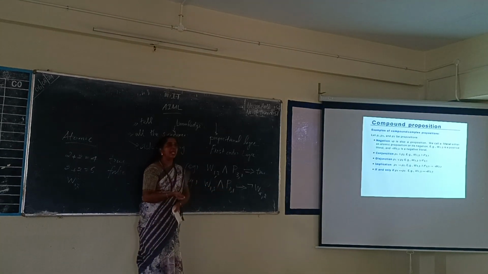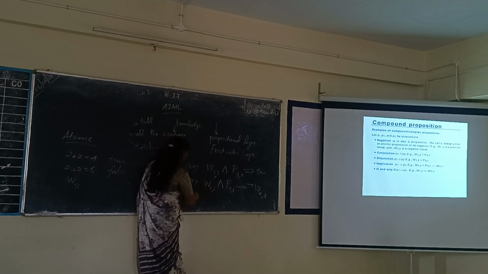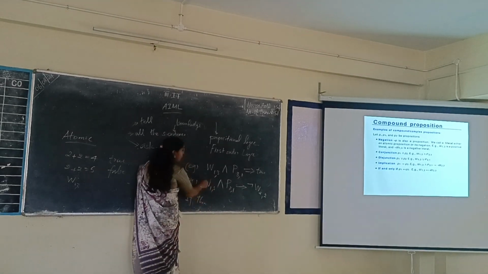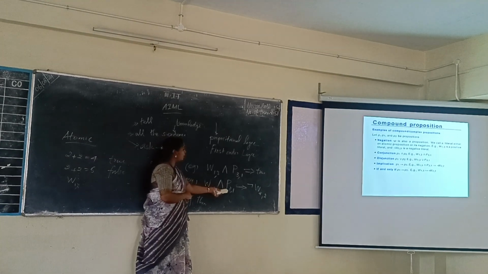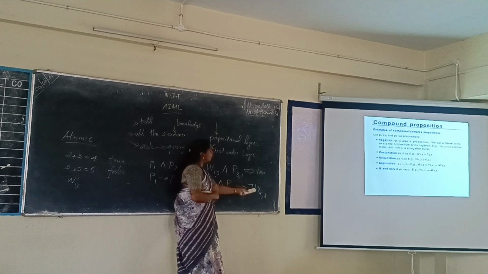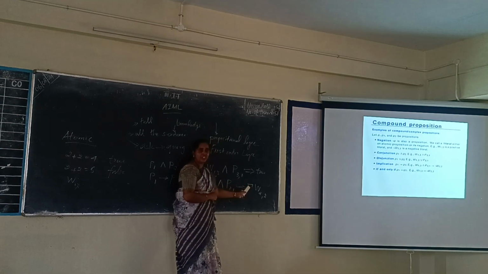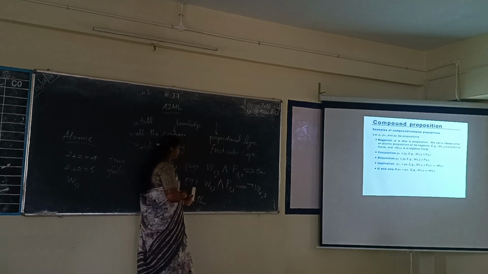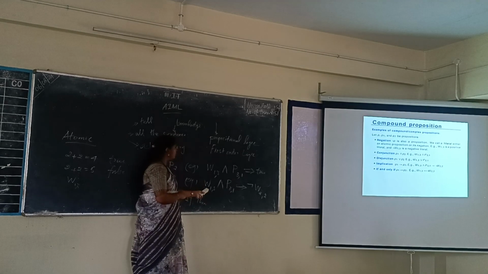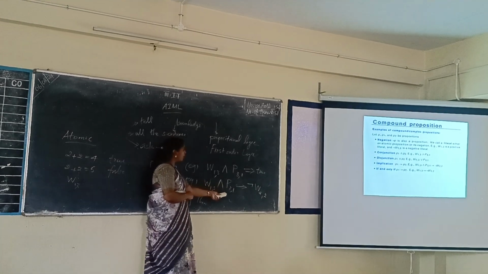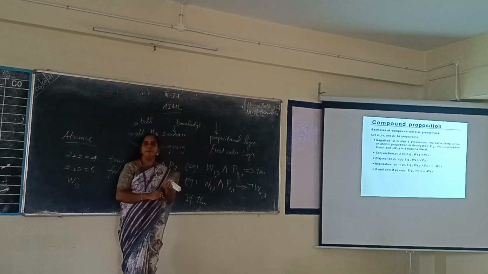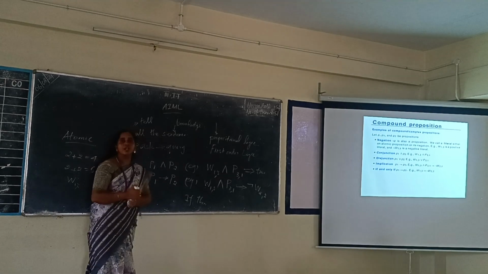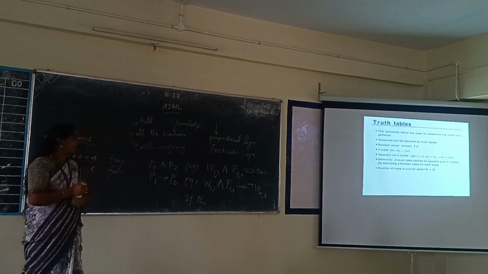Implication means the statement can be represented in the form of if then rule. So if Columbus is available in room number 1, 3 and Pitt is available in room number 3, 1, then Columbus will not be available in room number 2, 2 because it is negation. So this is the example for compound proposition or complex proposition.